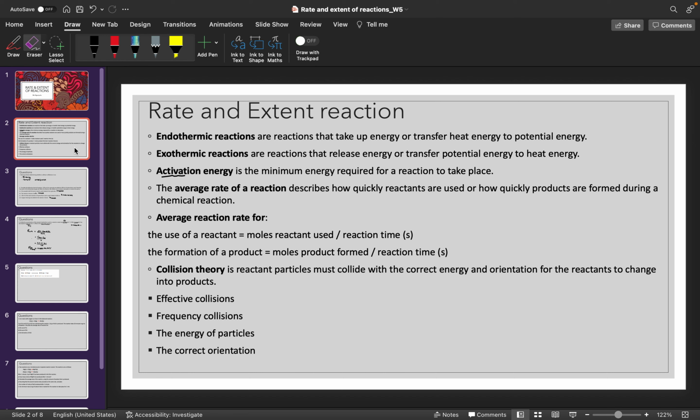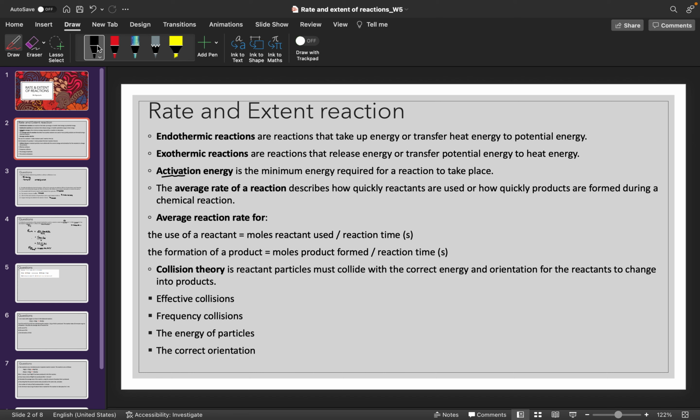And with endothermic reactions, more energy is absorbed than released, and new bonds are weaker than the bonds that are broken. And the other reaction that we're going to talk about today is the exothermic reactions, which are reactions that release energy or transfer potential energy to heat energy. And with exothermic reactions, more energy is released than absorbed, and new bonds are stronger than the bonds that are broken.